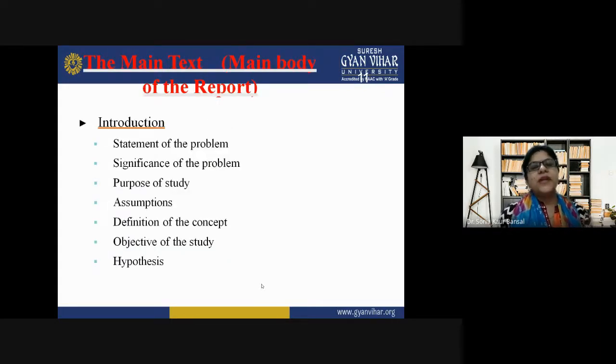Now students, come to the main text or main body of the report, what the researcher is going to write. It includes the introduction, statement of the problem, significance of the problem, purpose of the study, or maybe the objectives of the study, assumptions, definitions of the concepts, where the technical terms will be defined, objectives of the study, and hypothesis. So this is basically the introductory part, or you can call it the first chapter, where you are going to write all these things in a very good way.